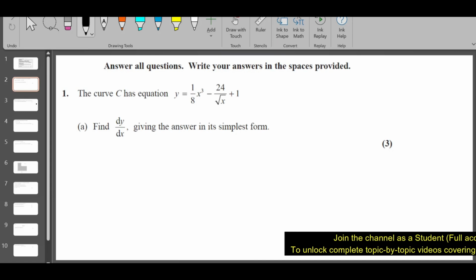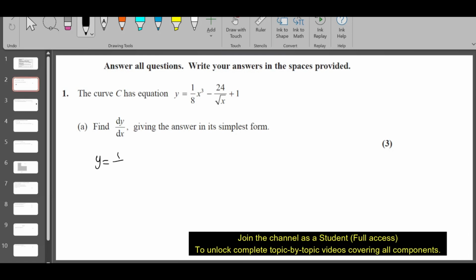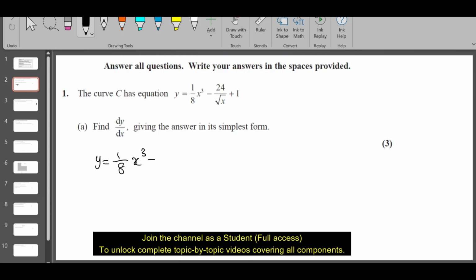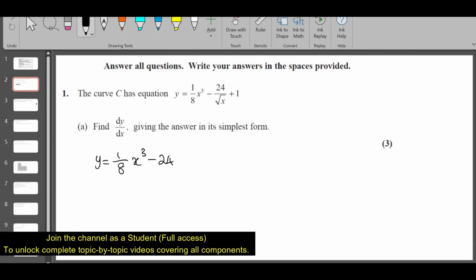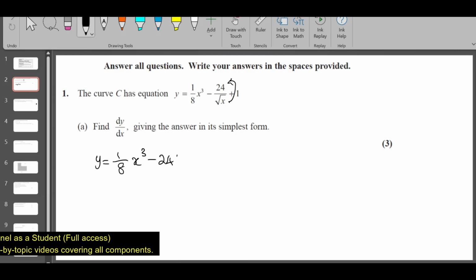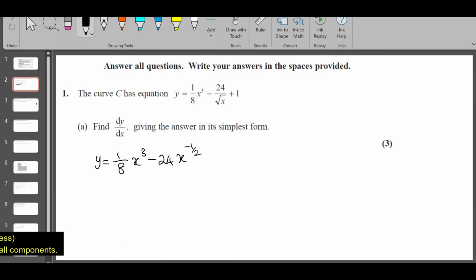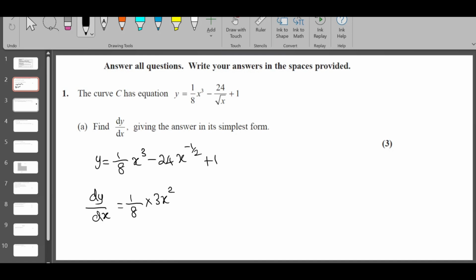So write the function as y is equal to 1 over 8 x cube minus 24 x power half. You move it to the numerator. It becomes x power minus half plus 1. And then differentiate it. So we'll get 1 over 8 times 3x square minus 24 times minus half times x power minus half minus 1, and then plus 1 becomes 0.